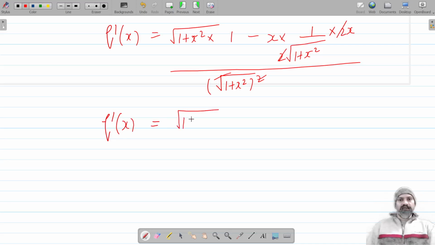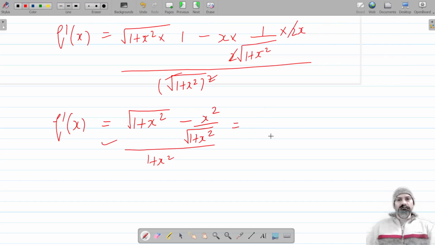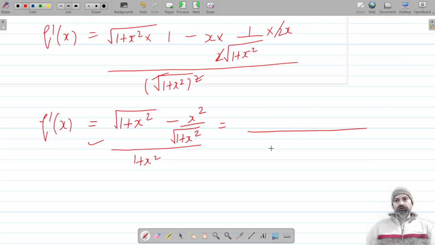This is now f dash x, which is equal to under root 1 plus x square minus x square upon under root 1 plus x square, upon 1 plus x square. Now let's take the LCM and simplify. Under root 1 plus x square is the LCM, and this is now 1 plus x square minus x square. This gets cancelled, and it's 1 plus x square.